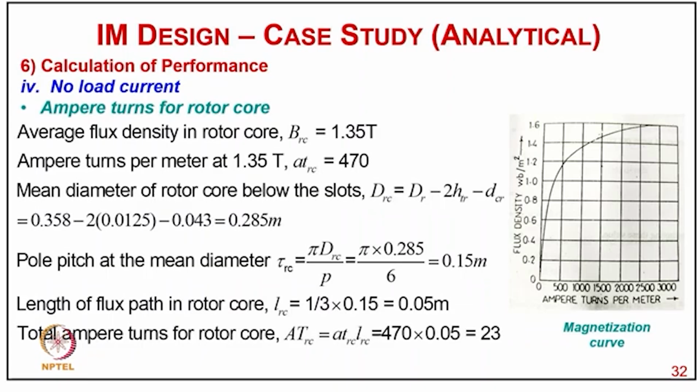So the average flux density in rotor core is BRC equal to 1.3 Tesla, and ampere turns per meter at 1.3 Tesla for the material we are using for rotor core is small ATRC equal to 470, and the mean diameter of rotor core below the slots is DRC equal to DR minus 2 HRT minus DCR. So this value comes around 0.285 meter, and the pole pitch at the mean diameter DRC will be pi DRC upon P, that comes 0.15 meter. So the length of the flux path in the rotor core LRC will be 1/3 of this, so it comes 0.05 meter, and the total ampere turns for rotor core is capital ATRC equal to small ATRC into LRC, it comes 23 ampere.